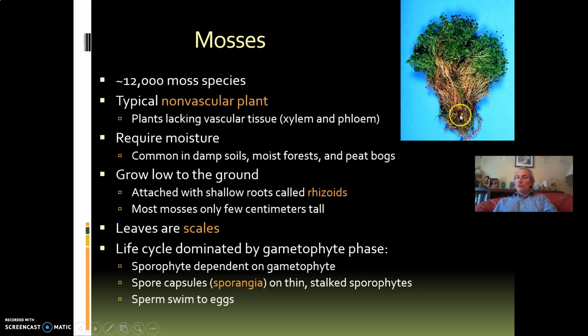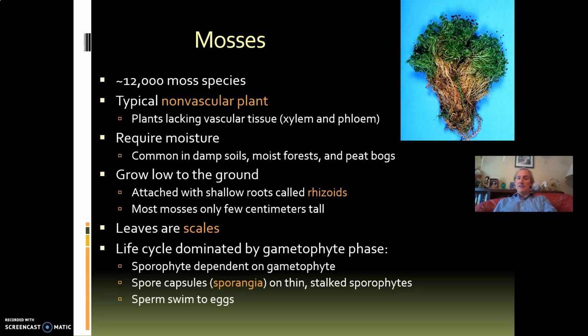And so we call the roots either rootlets, but the technical name is a rhizoid. Rhizoid is a fancy word for kind of root-like. They're little shallow roots that sit more at the surface. They don't really push into the dirt. They sit at the surface, drinking a lot of water. Most mosses are only maybe a centimeter or two tall. The world record holders are maybe a foot tall.